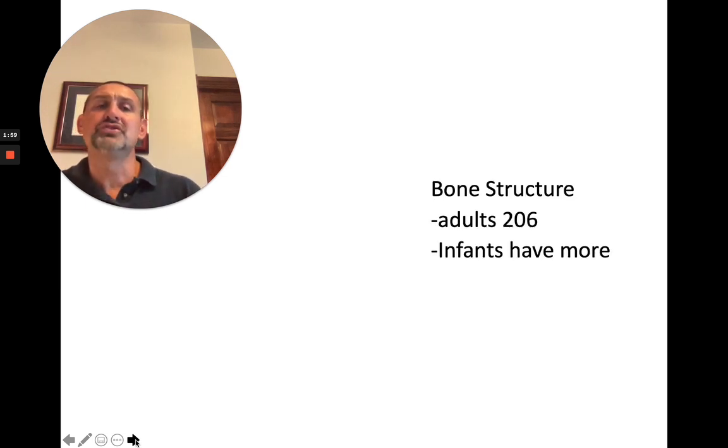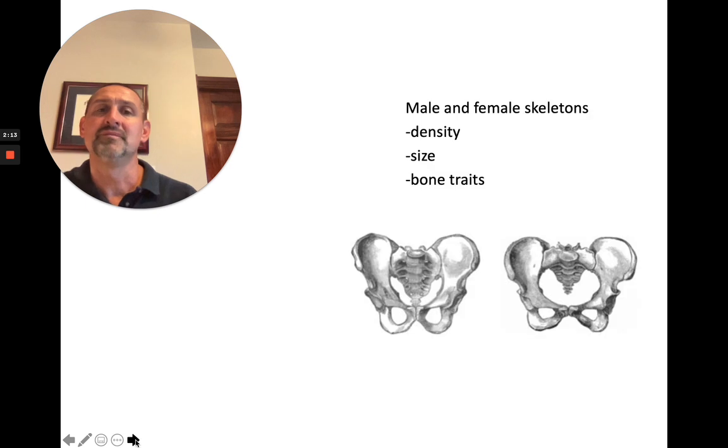Adults have 206 bones. Infants have more. So what happens? As an infant grows up, does it lose its bones? The answer is no. The bones just fuse together. Where you once had two, you now have one.